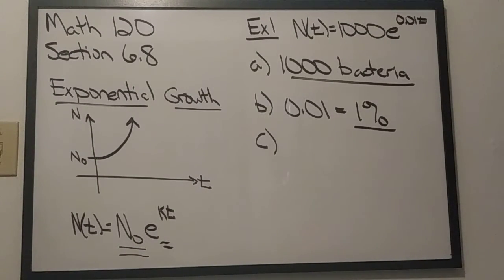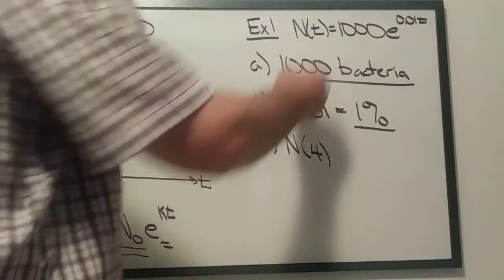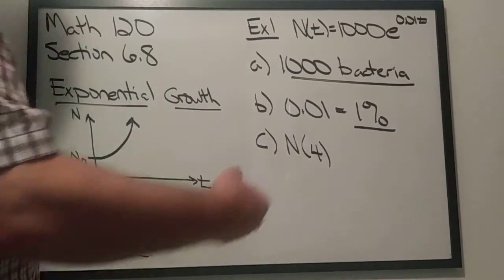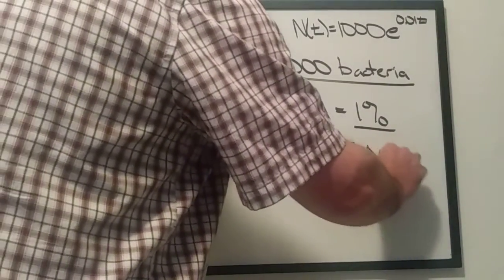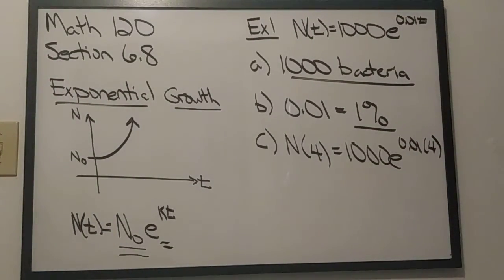And then finally, in part C, they ask us to calculate the number of bacteria at a particular time. In this one, they're asking us for the number of bacteria after 4 hours. So they're asking us to plug in a t-value of 4. So instead of n of t, we're going to have n of 4. And that's going to be 1000 e to the 0.01 times t in general, but again, t here is 4. So now it's just a matter of going to your calculator, you type in the right pieces, and you see what happens when you type this in.